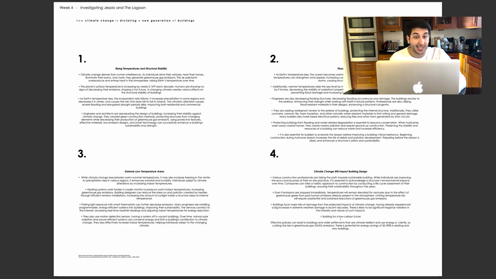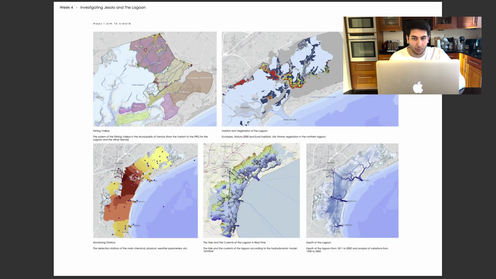How climate change is dictating a new generation of buildings, so looking at factors such as the rise in temperatures and structural stability, flood zones, extreme low temperature areas, and how climate change will impact building designs. Maps that I wanted to create, these are the ones from the Atlas of the Lagoon, and how I can create my own versions of them depending on the site that I've chosen to work on.